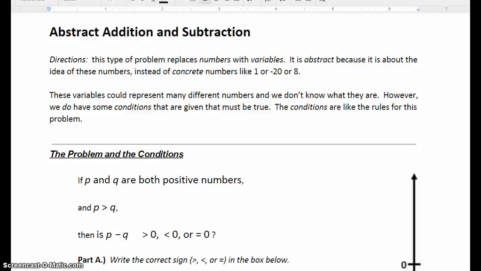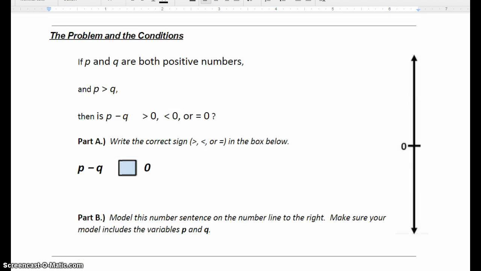This is abstract addition and subtraction. Abstract because it replaces numbers that you could actually imagine with variables that represent numbers, but we don't know what those numbers are. So you might think, well, how can we know what those numbers are? There is a way. We won't actually know what the numbers are, but we do have some clues about those numbers. P and Q represent numbers, and they have to follow these rules.